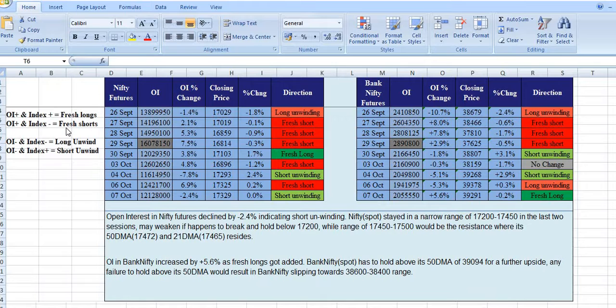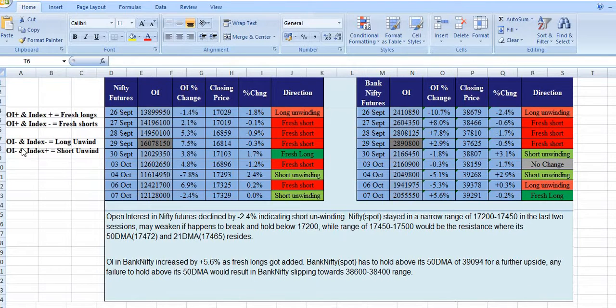The general rule is, if open interest is plus and index is also plus, then it is fresh long. You can see the condition here on 30th September. The open interest was up by 3.8 percent and index was also up by 1.7 percent. So fresh long. At the same time, open interest plus and index minus means fresh shorts. You can see here on 28th September, open interest up by more than 5 percent and index was down by 0.9 percent. So fresh short, clear.